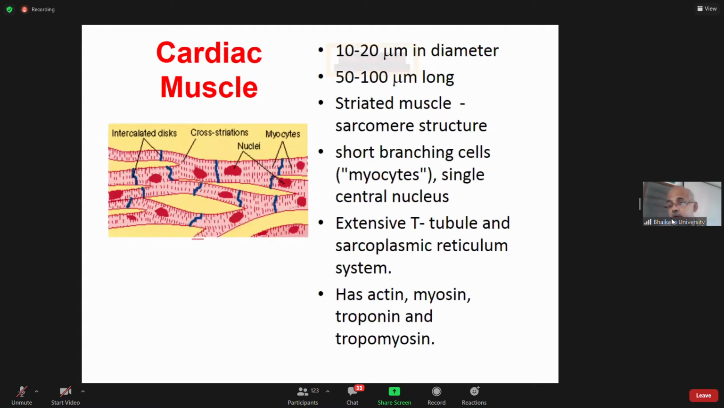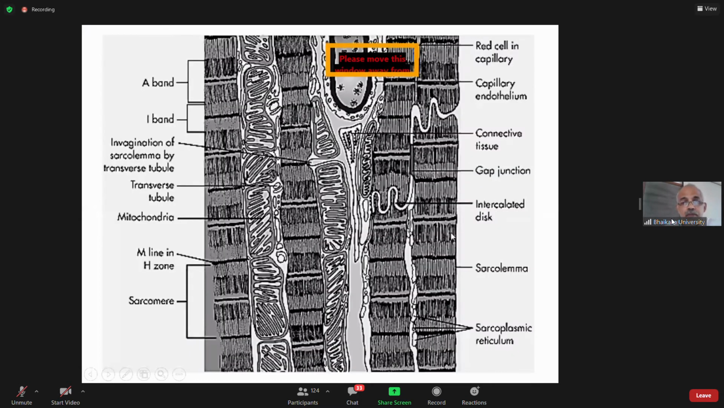Now, cardiac muscle, you have already seen briefly before, in anatomy also, and even in 12th standard you have studied a little bit. It's a striated muscle. It has a similar structure, like a sarcomere. The diameter is about 10 to 20 microns. Length is around 50 to 100 microns. It has extensive T tubules. It has actin, myosin, troponin, tropomyosin structures. If you see this, it has intercalated discs also, low resistance intercalated discs.